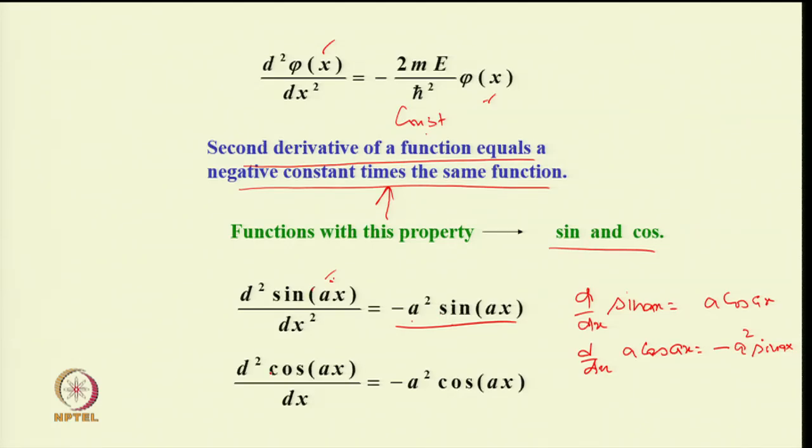Similarly, you can do it for cos Ax: d square by dx square of cos Ax will be minus A square cos Ax. In a similar way you can prove it. So, what does that mean? The solution of this differential equation is either a sine function or a cosine function. So, let us again go back to region 2 and try to solve this.